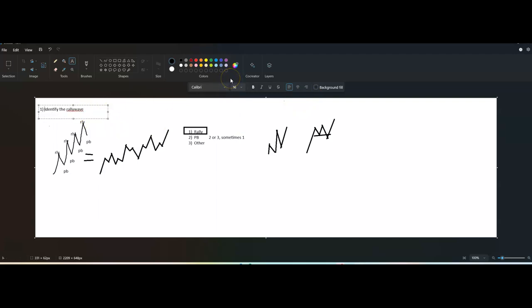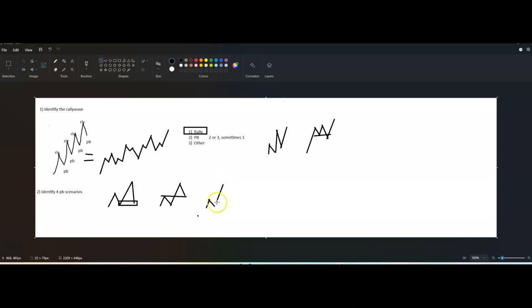All right, second thing: there are only four pullback scenarios. So what are they? The first pullback scenario is going all the way to the origin of the rally, which is the zone from which the rally came. The second one is to stop it right here, at the Ice Creek.